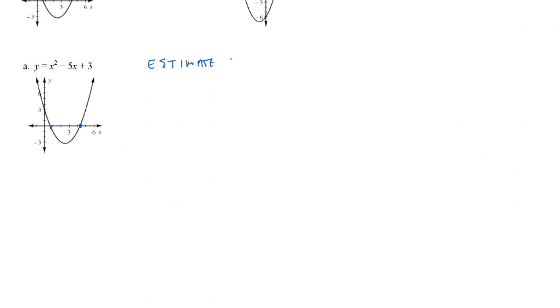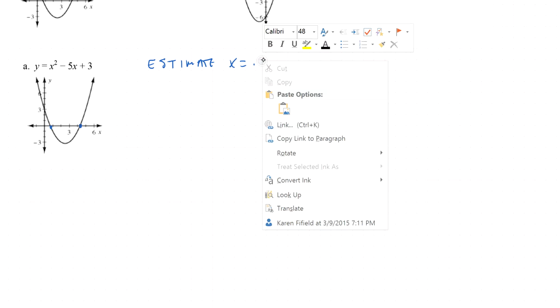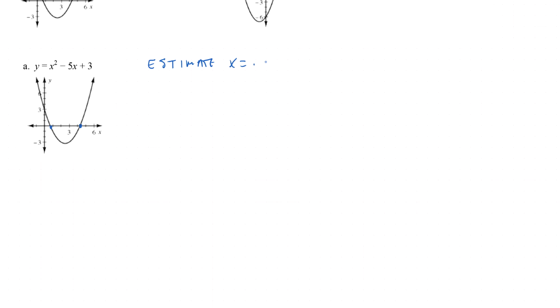is going to be x is equal to point, now we'll say point, see 0.9, and then x equals, what is that, 3, 4.5 roughly. Okay, so it's just an estimate.